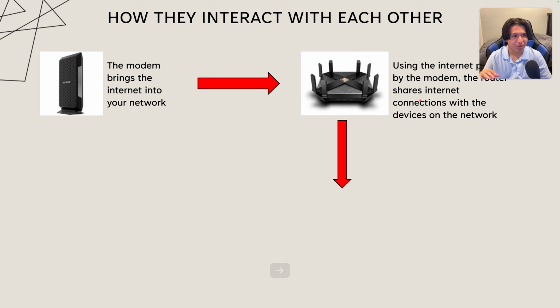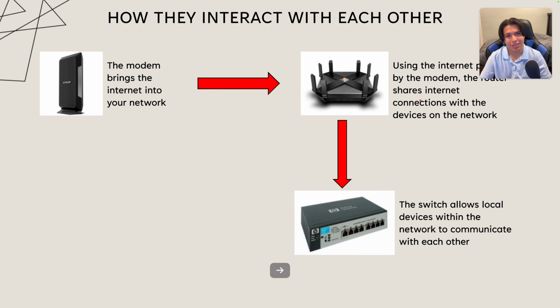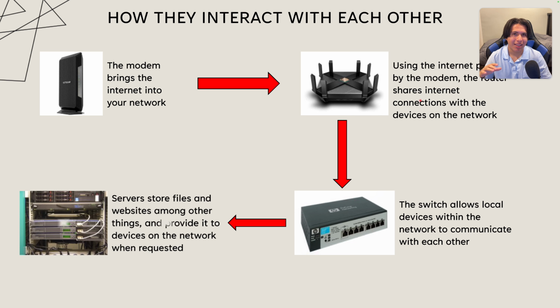Now this one could be a little bit tricky. Now that we have internet in our system and it's connected to devices, what's next? It's going to be the switch. Switches allow local devices within the network to communicate with each other. Now, there's only one option left. It's the server. So now that everything is within a network, the server is going to store the files and websites among other things and provide it to the devices on the network when it's requested.